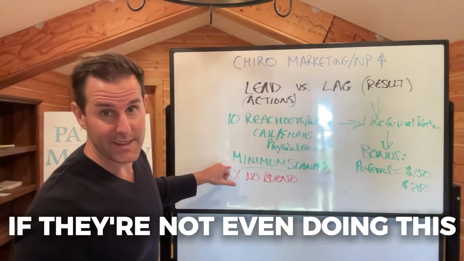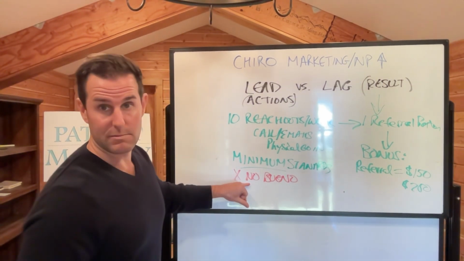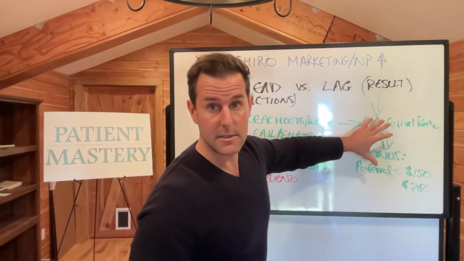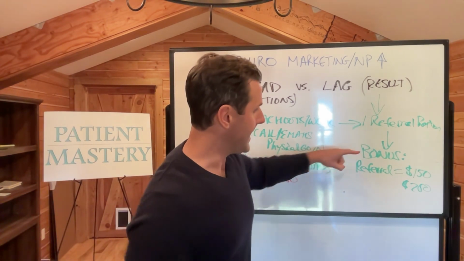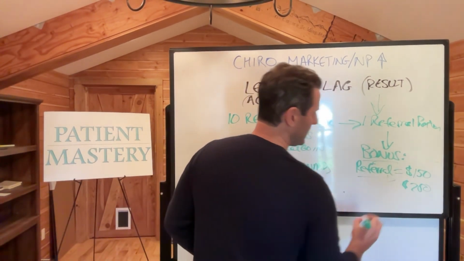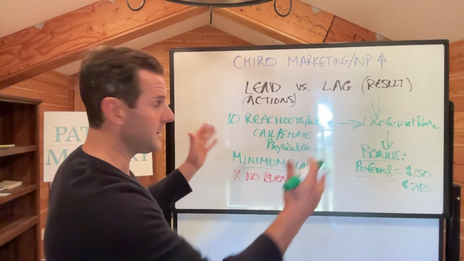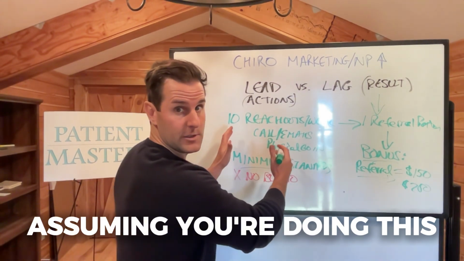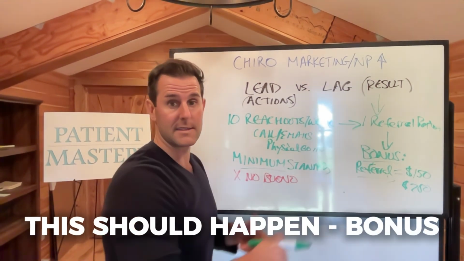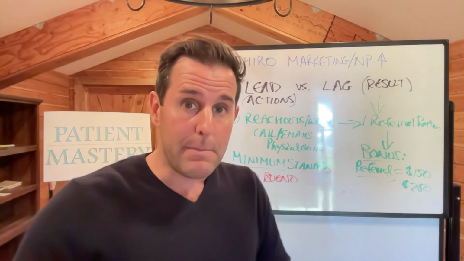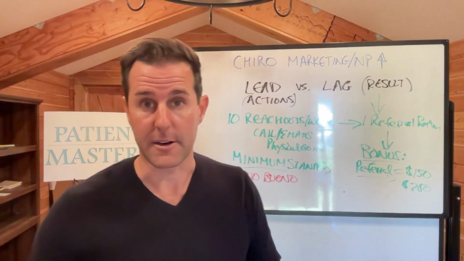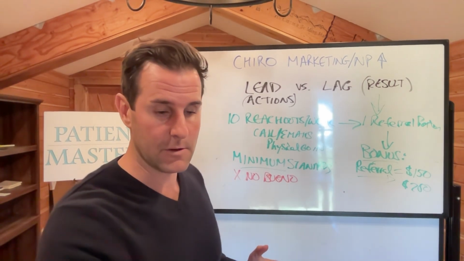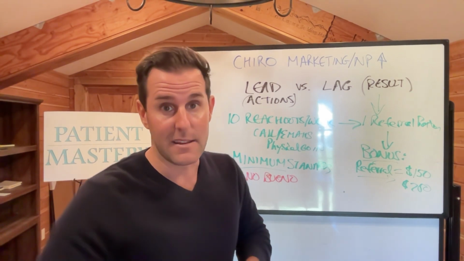If they're not even doing this and you've instructed them to do this, it's more likely they're not going to stick around with you so long. Once they're doing this, there should be a result. And if it happens, this is when they get actual bonus. So you see the two ends of the sphere. One is minimums. If you're not doing it, you're out. The next is, assuming you're doing this, the result should happen, bonus. That's two ways to keep your CA or office manager accountable, but you as the business owner have to set it up. You can't expect them to. That's part of the responsibility of being the business owner.